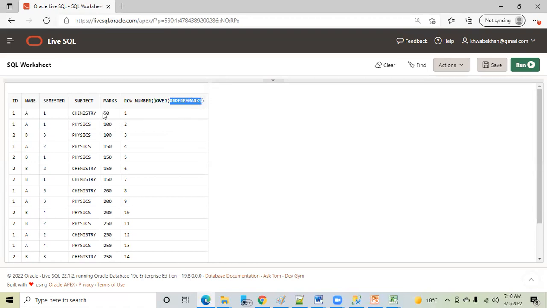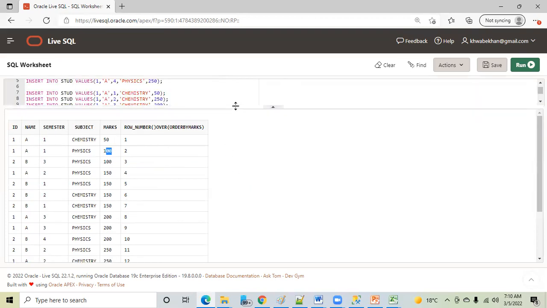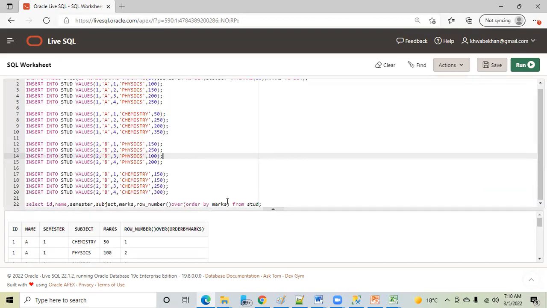If you notice, this is sorted based on order by marks. I see 50 is the lowest one, so rank is 1, row number is 1. Then 100, then 2. So it is based on order by marks, correct? If you want to sort it in descending order, you can do that. That is simple. And I think you guys are matured enough to understand that one.